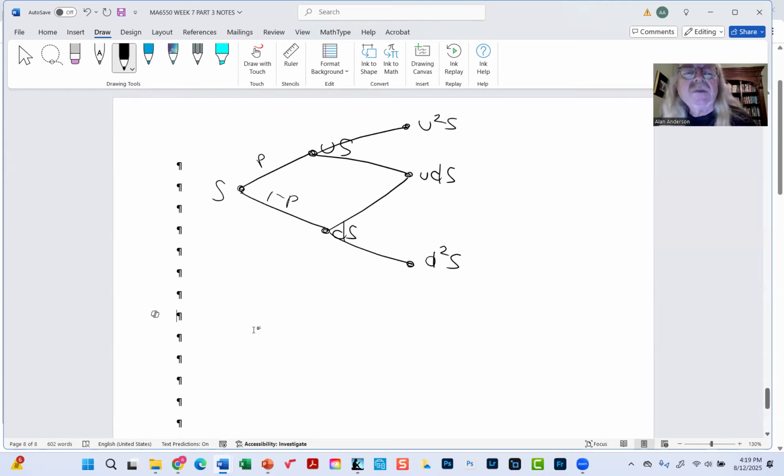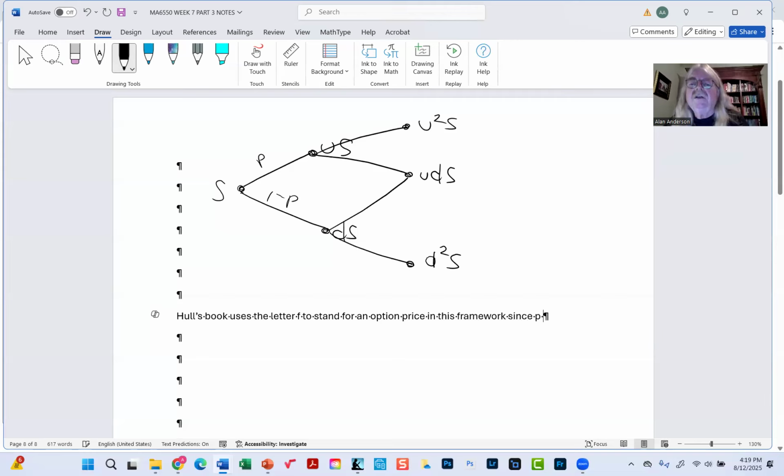Now, in Hull's book, he comes up with an interesting idea. Hull's book, which this whole course is based on, uses the letter F to stand for option price in this framework. Why is that? Since P could be confused with the probability of the movement, we avoid that.